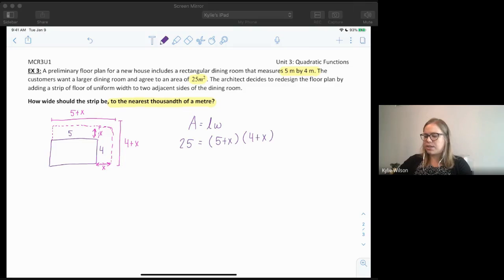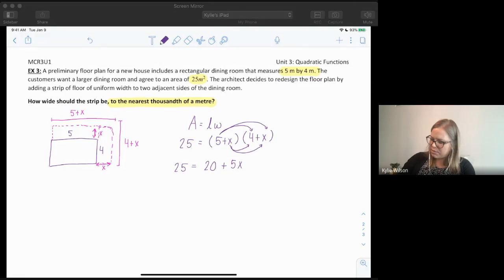So now let's go through and solve this equation. The first thing we need to do is get this thing equal to 0. If I were to bring over the 25 now, it would be really hard to collect like terms. So we're going to multiply out the brackets first. Remember to draw the arrows so that you don't accidentally miss any multiplication. So now we have 25 equals 20 plus 5x plus 4x plus x squared.